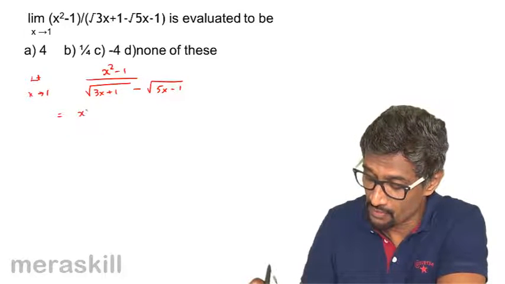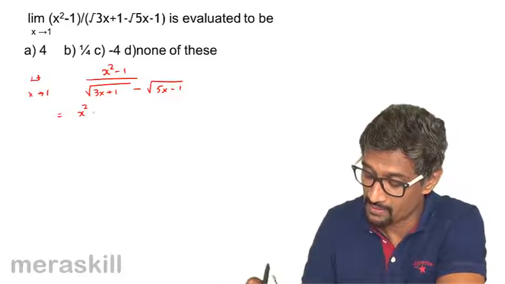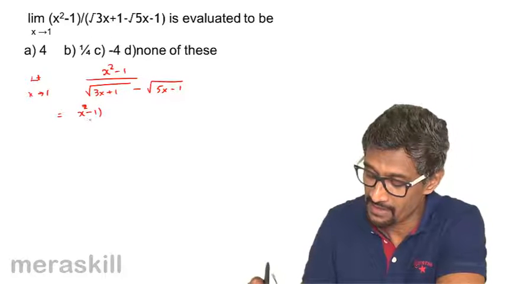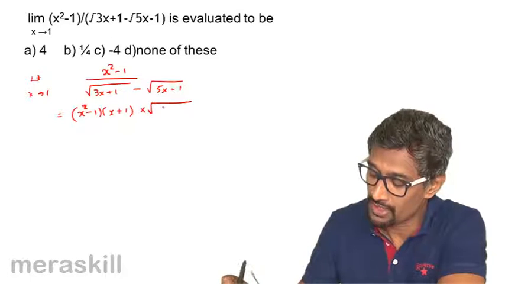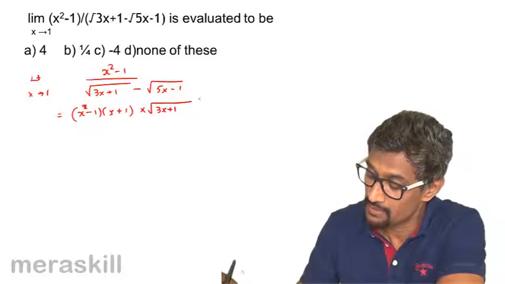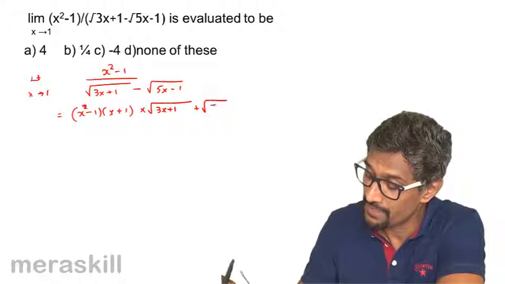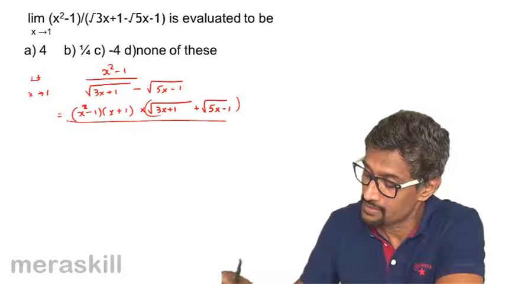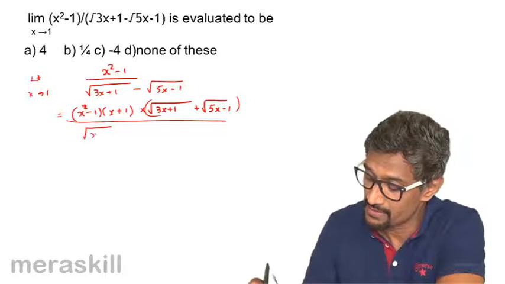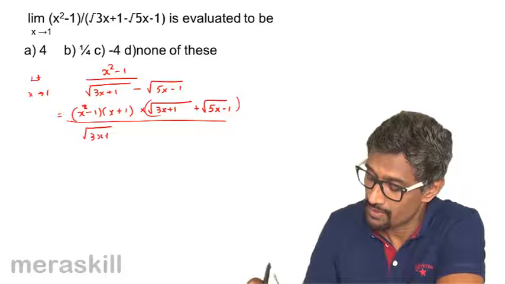So this will give you x squared minus 1, which is the same as x minus 1 into x plus 1. And you multiply by the conjugate, that is root 3x plus 1 plus root 5x minus 1. And this denominator is root 3x plus 1 plus root 5x minus 1.